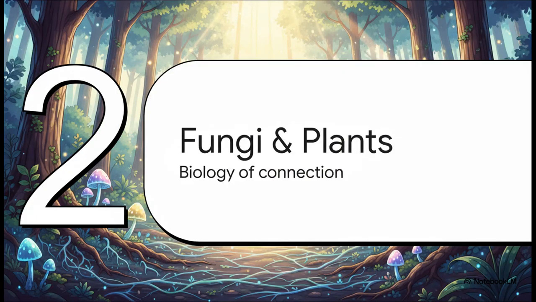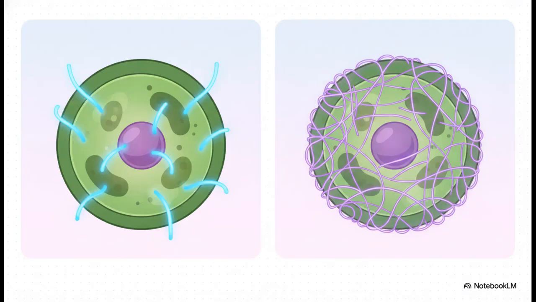Moving on to Section 2. Fungi and plant partnerships, and the actual biology of this connection. Now, what's really interesting about this slide is the cellular contrast. To truly understand the network, you have to look at how plants and fungi connect at that microscopic level. There are two main players here.